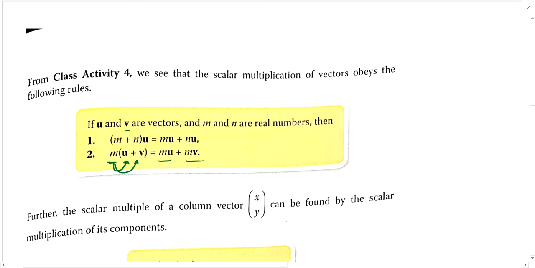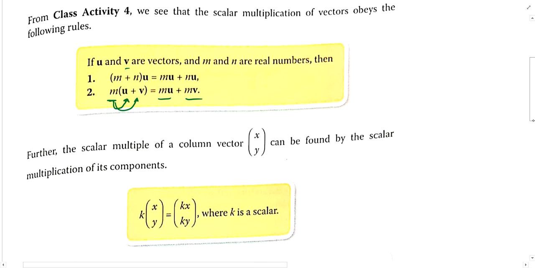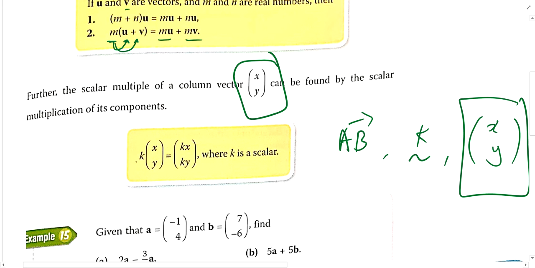Okay? Then we need to consider what happens when the vector is written in this form. Vectors can be written in this way, a, b. It can be, for example, let's try another one, k. It can also be written as x, y. There are a few ways that we can express vectors. If we are using a column vector, we multiply by k. This is the answer, just like our matrix multiplication for scalars.